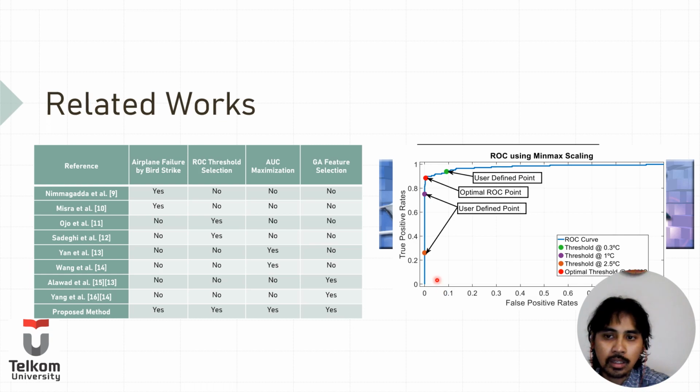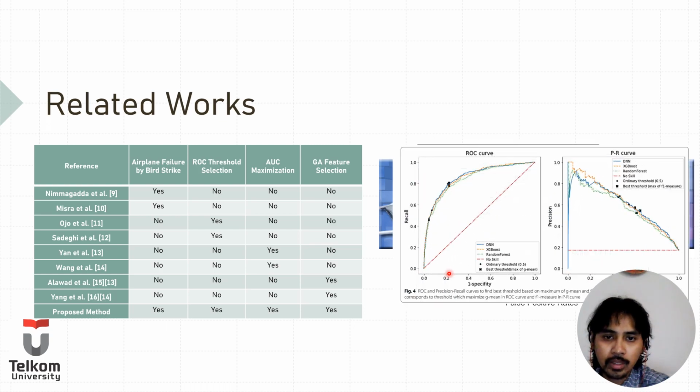Also, Sadeghi used the same method, the ROC threshold selection, but their case study was on diabetes mellitus prediction. So we move on to the AUC maximization, and we found two researches by Yan and Wang.